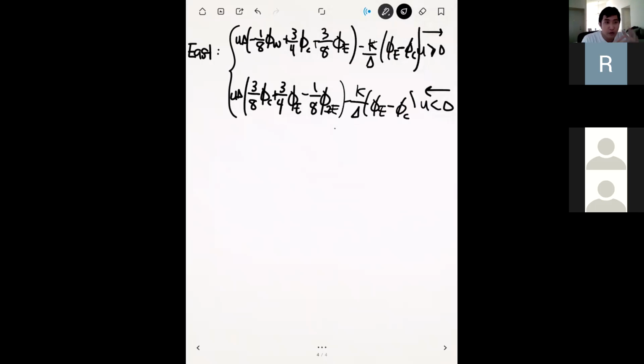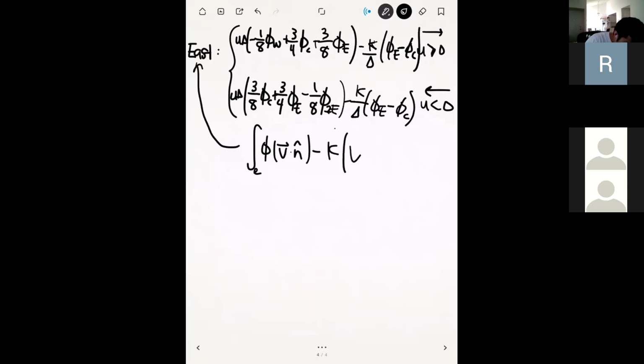Remember, diffusion is a process that goes equally in every direction, so we can usually use the same thing for diffusion every single time. And just for completeness, when I say east, what I mean is that we're evaluating the eastern integral, which is the integral over e of phi v dot n minus k gradient of phi dot n ds. So if you're using the QUICK scheme, this integral has two different forms depending on the direction of the velocity. Okay, so that's the east integral.